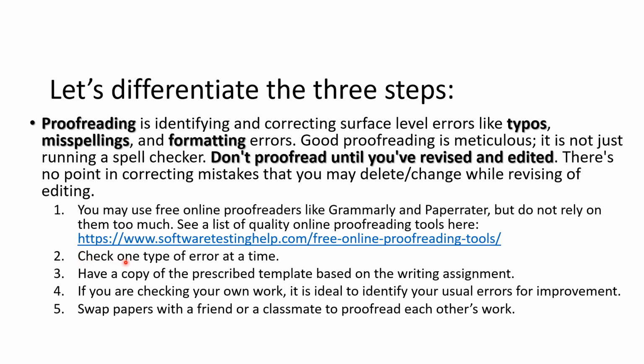Number 2, check one type of error at a time. So focus on one type of error at a time. If you want to look for misspelled words first, then you focus on the spelling of words first. And then on the second run, you may focus on the format. Third run, focus on grammar. Okay? Have a copy of the prescribed template based on the writing assignment.